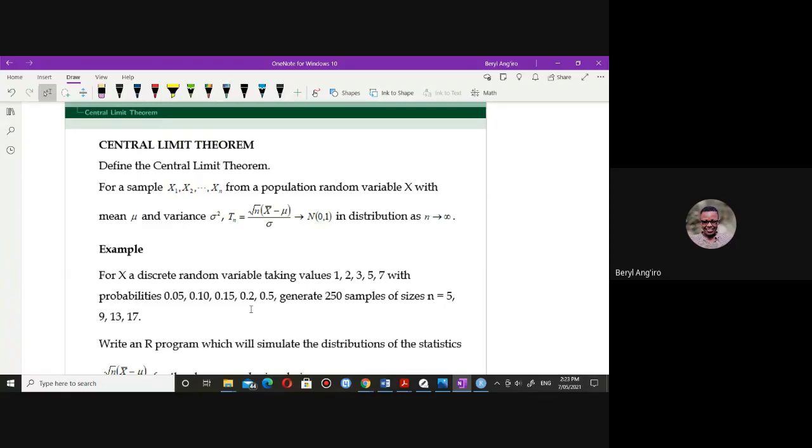So the central limit theorem states that for a random sample of values x1 up to xn from a population of the random variable x with mean mu and variance sigma squared, we say that Tn will tend to a standard normal distribution as n increases, that is as n tends to infinity. Then we have that Tn is the square root of n times x bar minus mu over sigma. Then we have one example on the same.